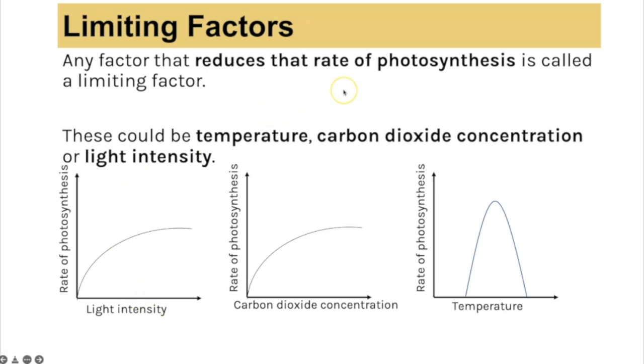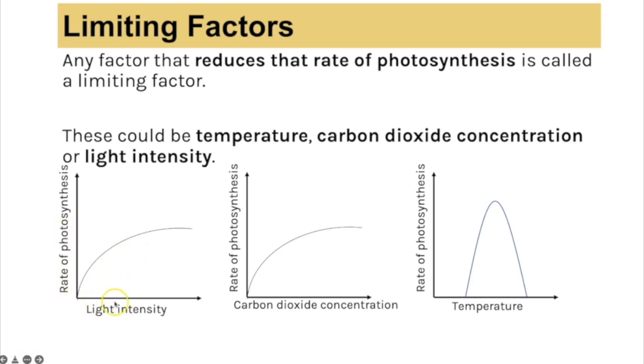Now you need to know a little bit about limiting factors as well, and the limiting factor is anything that reduces the rate of photosynthesis, and that could be light intensity, carbon dioxide concentration, or temperature. And the way you can look at a graph to tell what is currently limiting the rate of reaction is wherever you have a positive correlation on the graph, that tells you that whatever is on the x-axis is currently limiting the rate. So that means up until this point, or probably a bit further up to here, light intensity is limiting the rate of reaction.